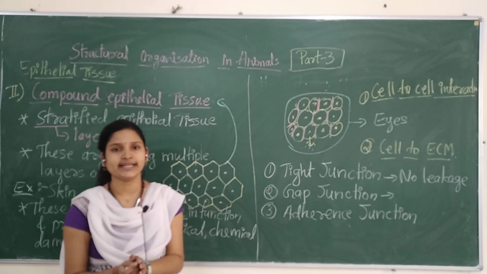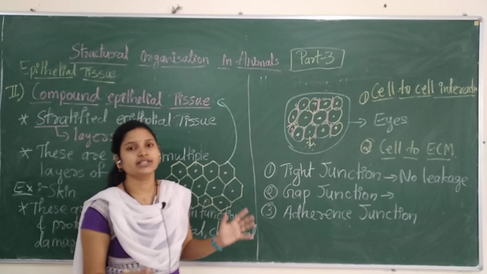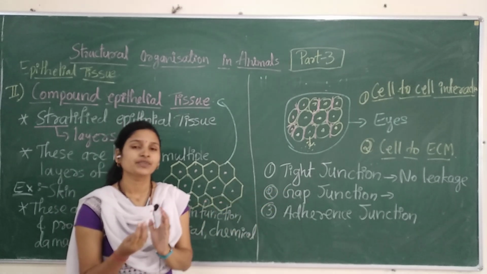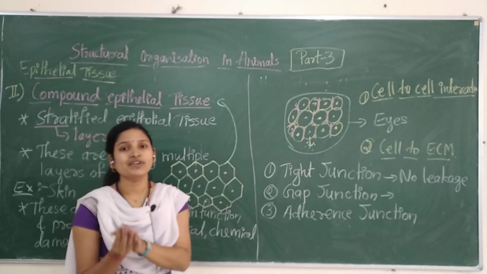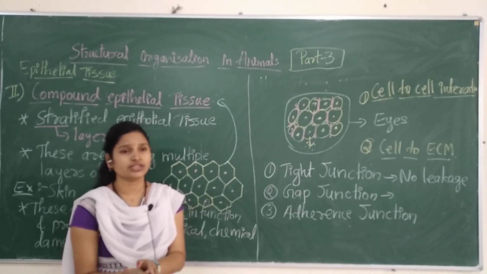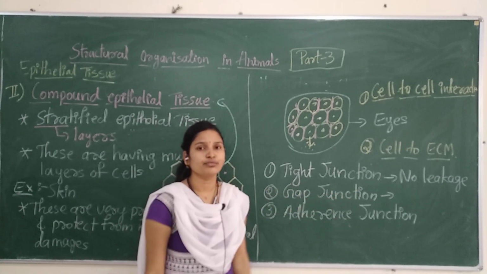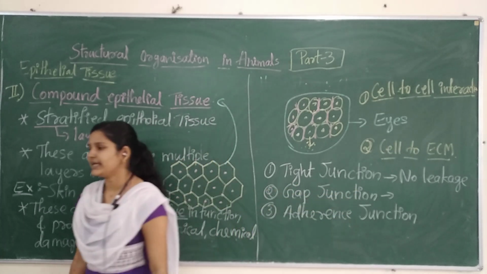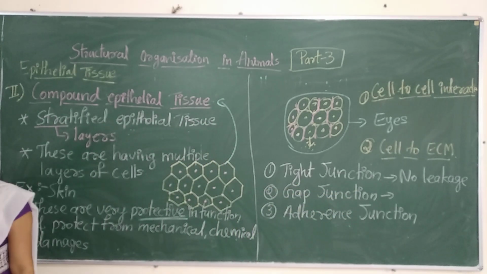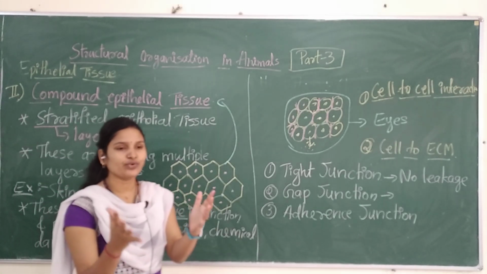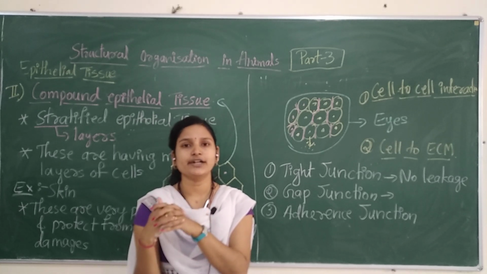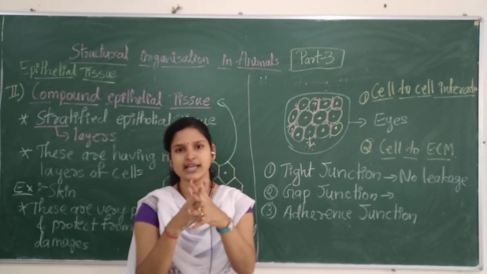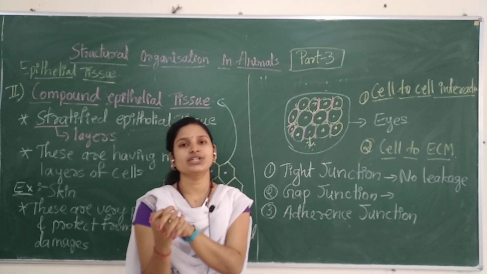any kind of leakage. Okay, so tight junctions interact one cell with another cell and form one complex structure, so that there should not be any kind of leakage. If this is one cell, it is going to hold the other cell so that there should not be any kind of leakage. So this type of arrangement or interaction will be there.